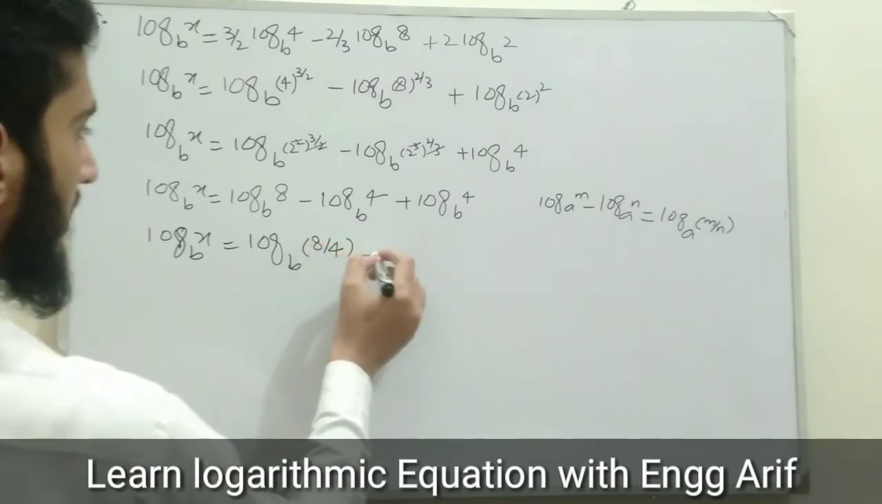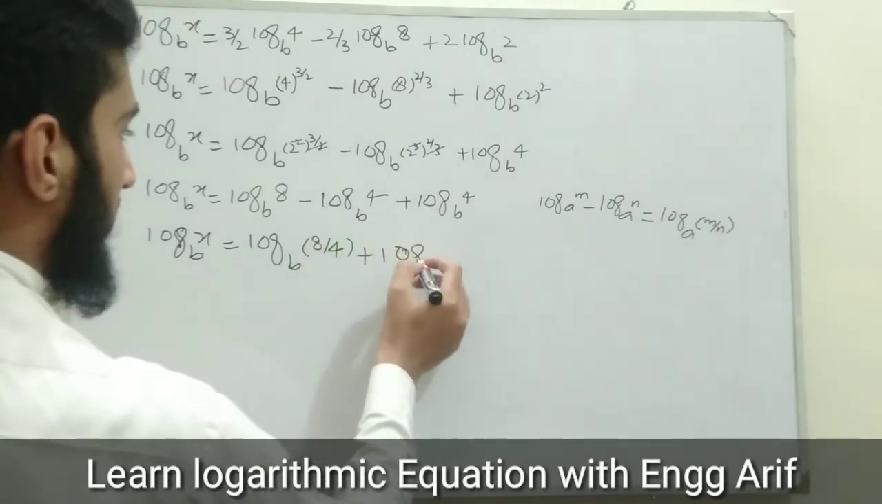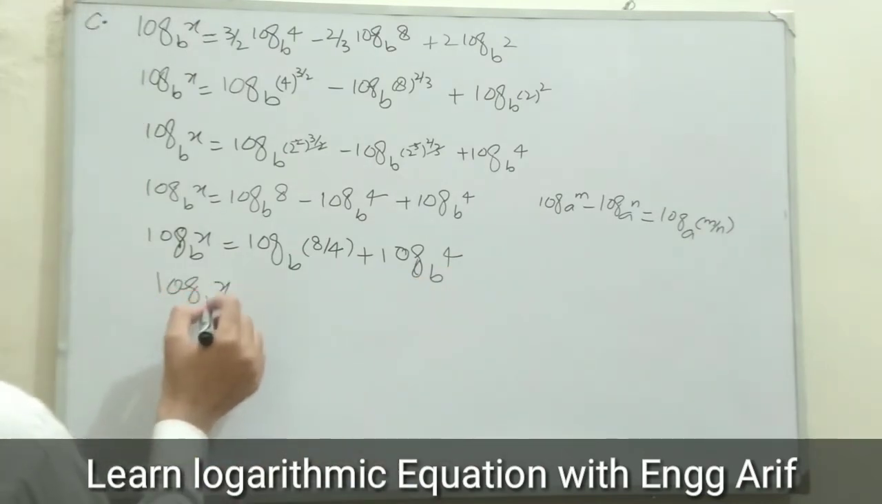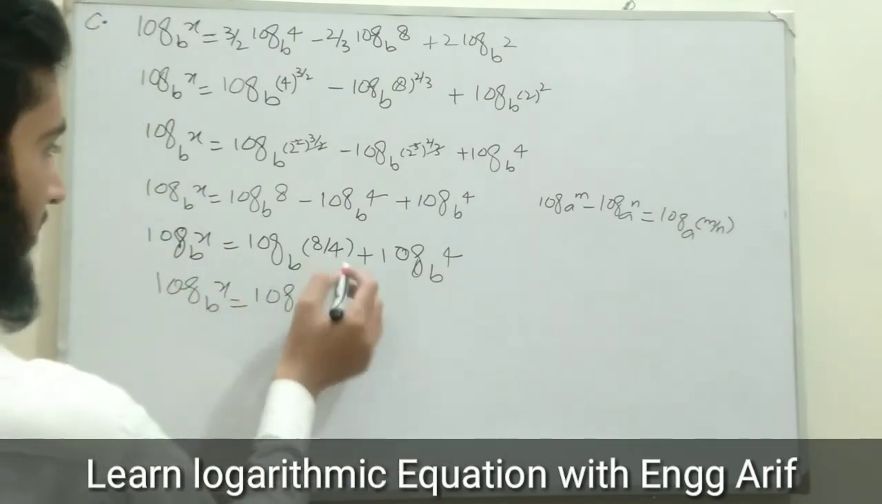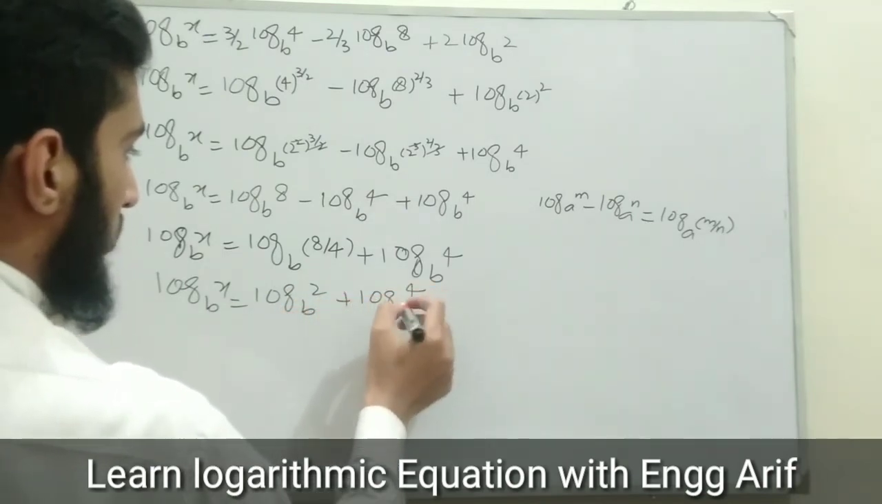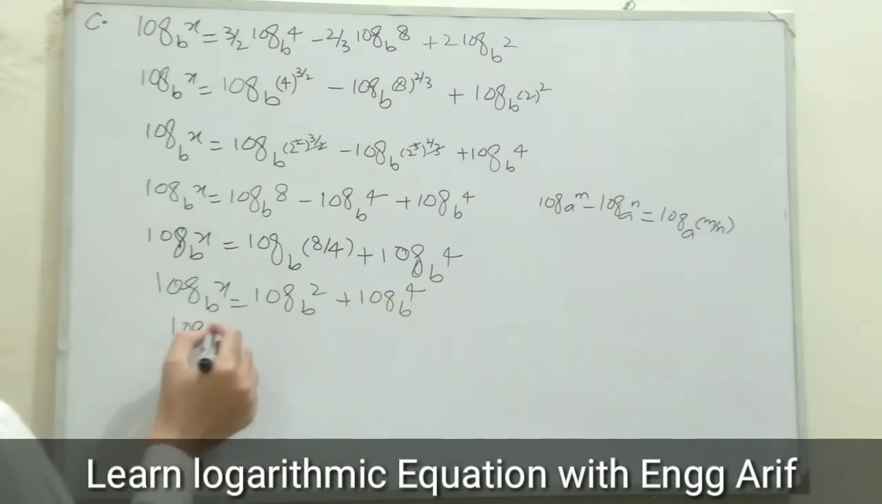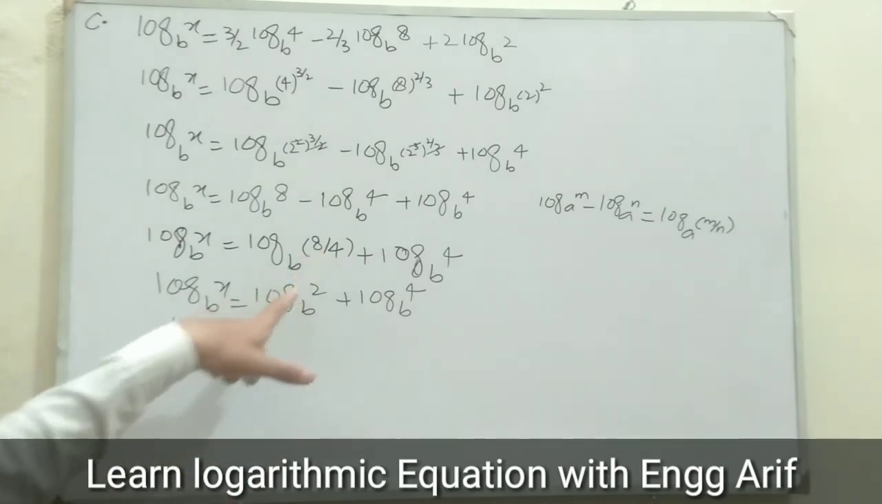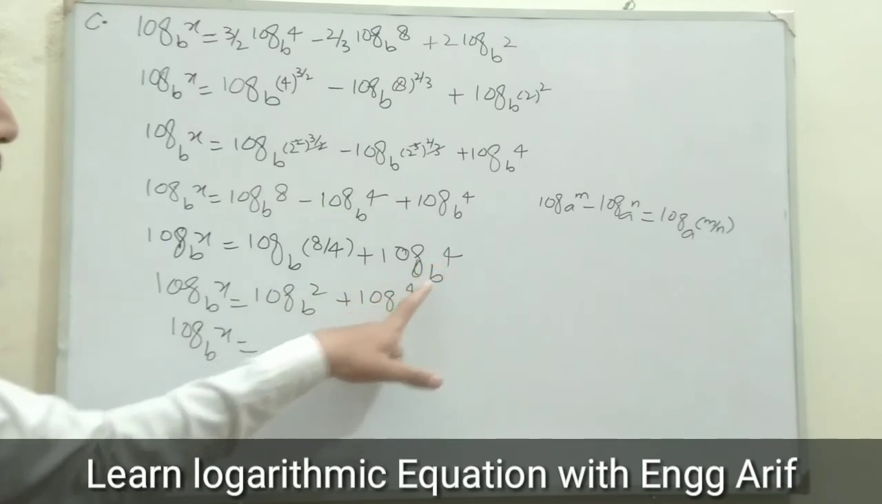So 8 divided by 4 plus log of 4 to the base b. So log of x to the base b will be equal to log of 8 by 4, which gives us 2. So log of 2 to the base b plus log of 4 to the base b.